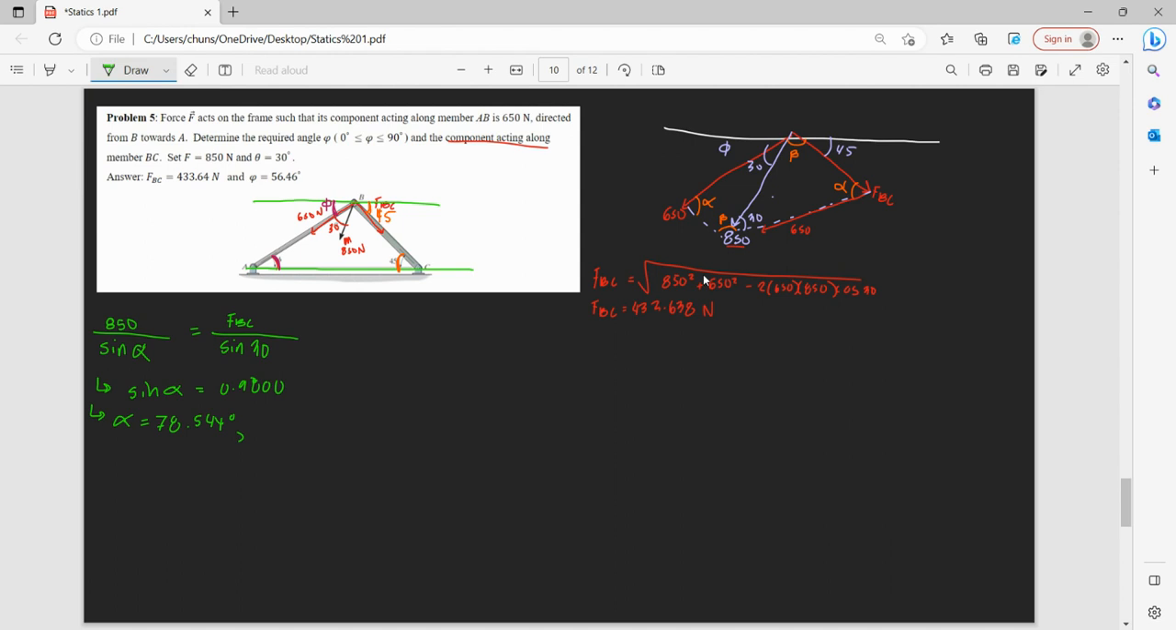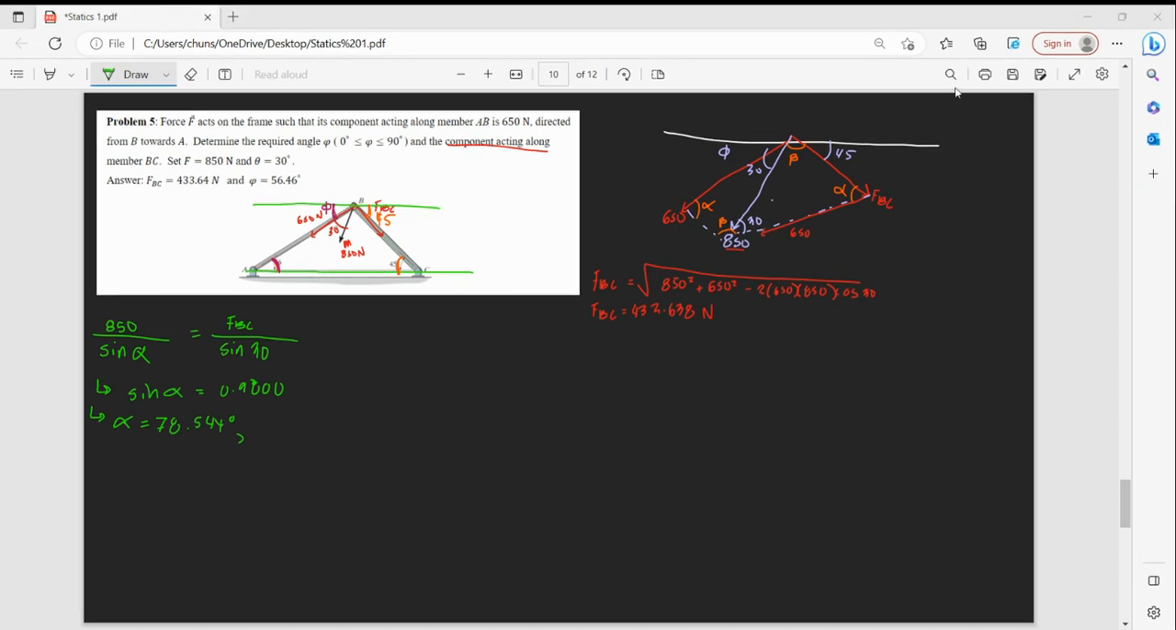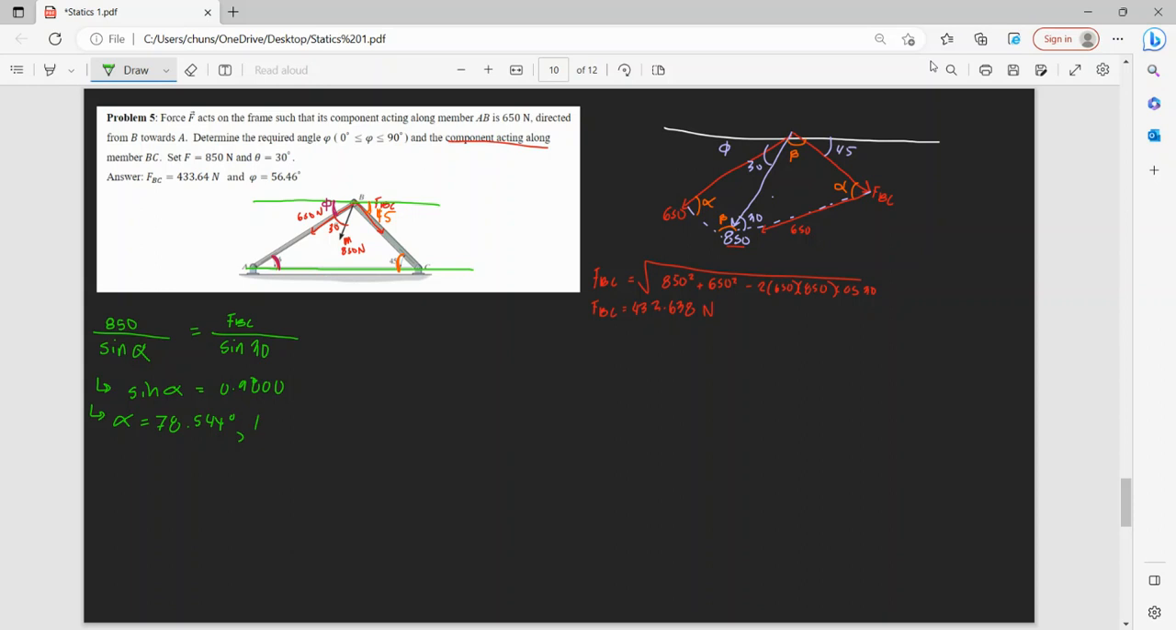But this can also be equal to 101.455 degrees, and that's because we need to consider if we had sine 180 minus a. So we are going to use this value because we can see that this is an obtuse angle, so that is what we're going to continue with.